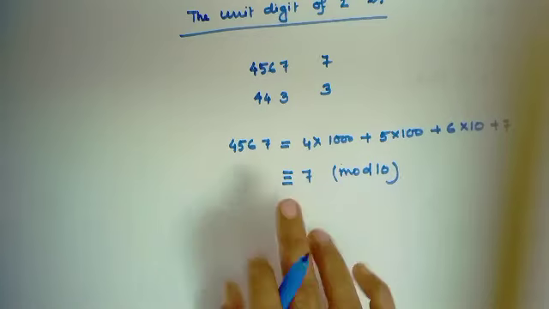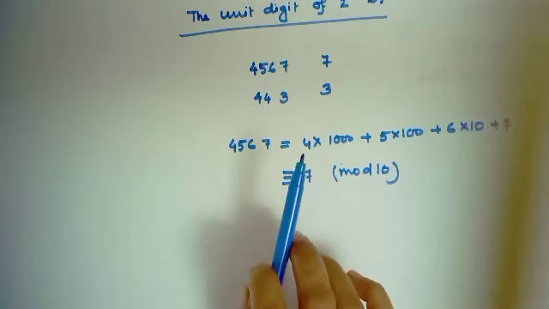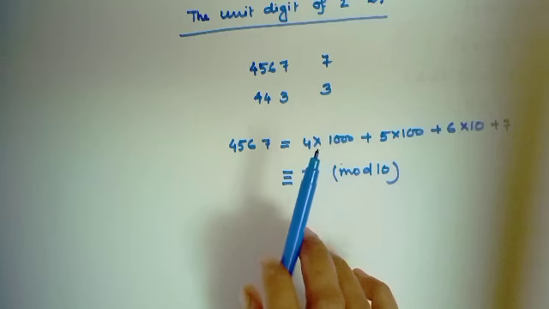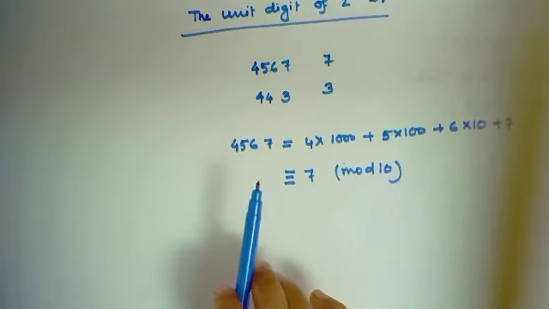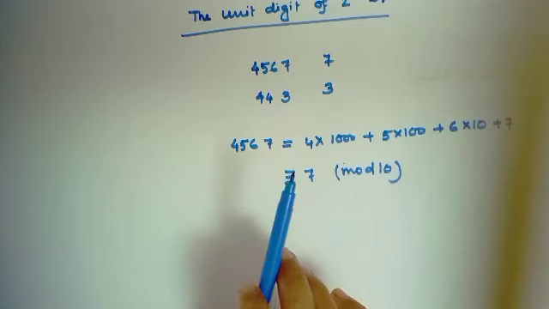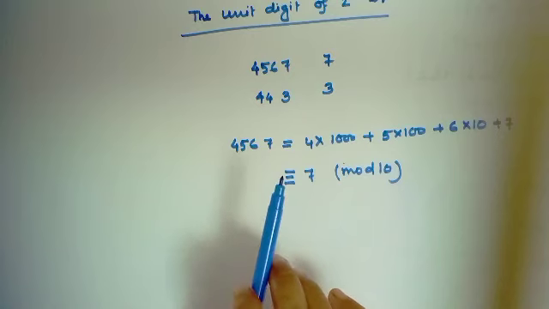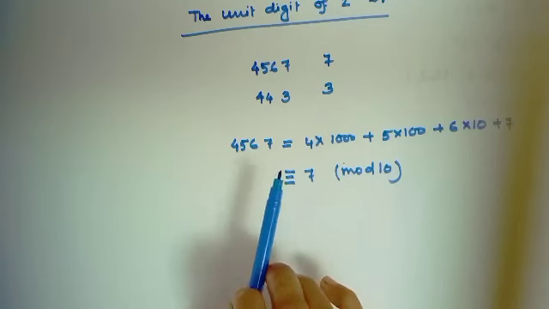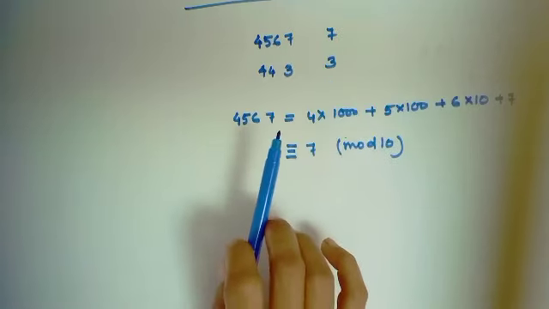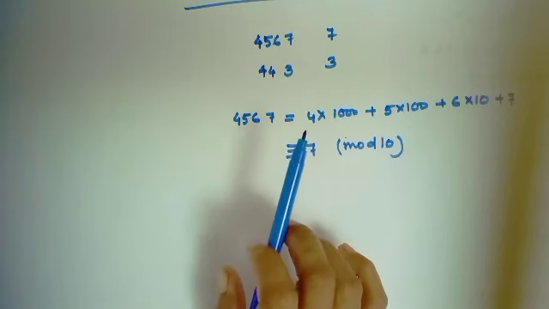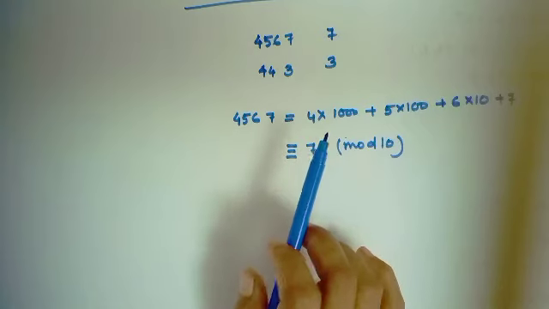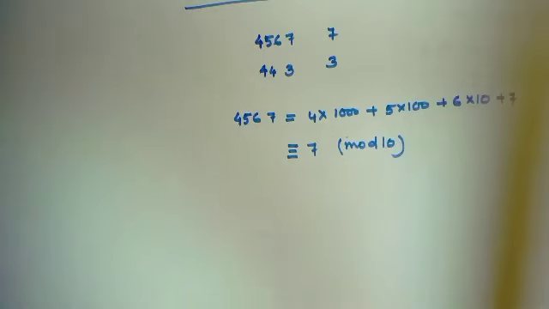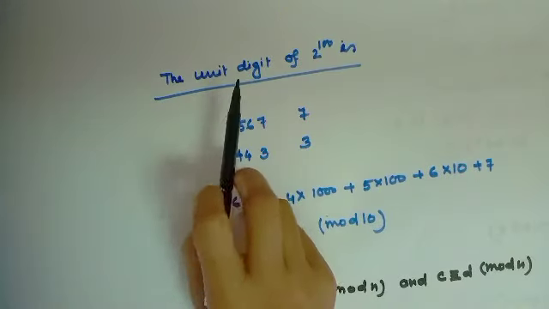That means if you want to find the unit digit of any number, you just apply modulo 10. If you need the last 2 digits, you can apply modulo 100. If you need the last 3 digits, you can apply modulo 1000. Okay, this is the method. Now let's come back to the question.